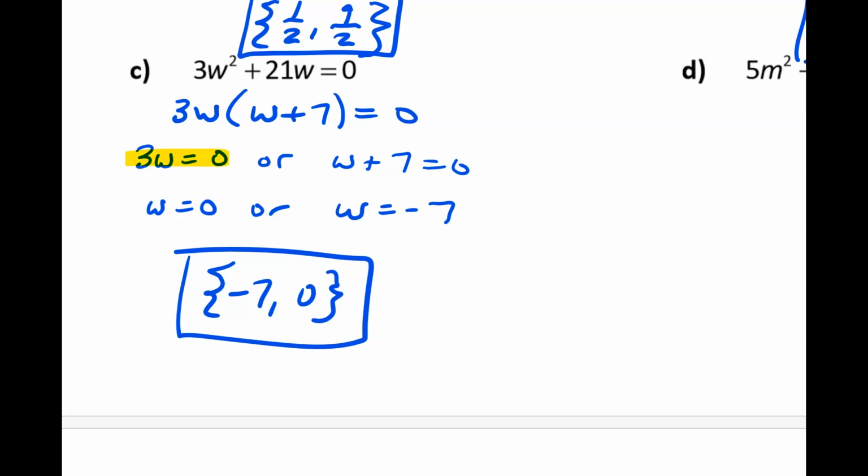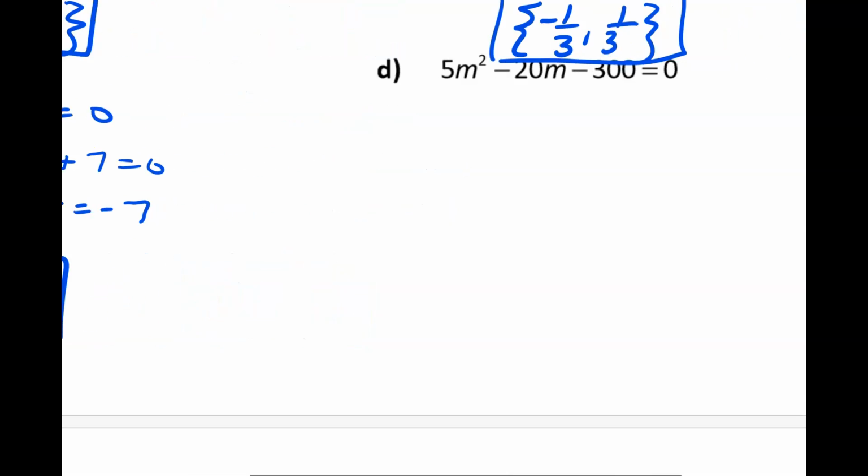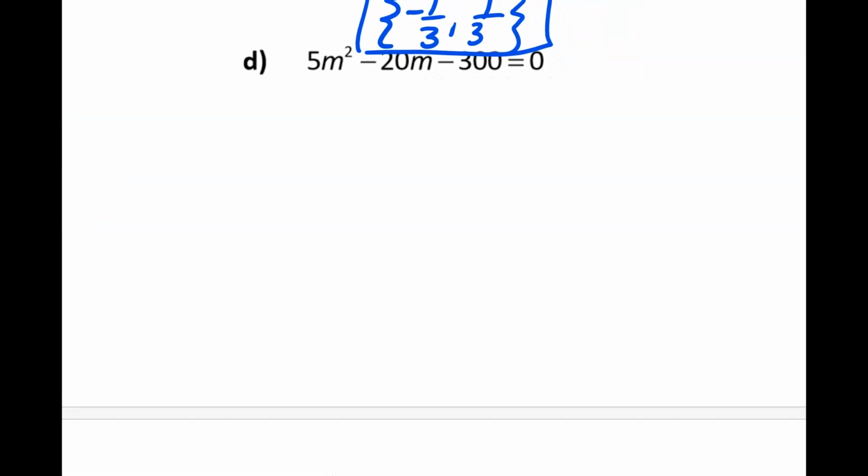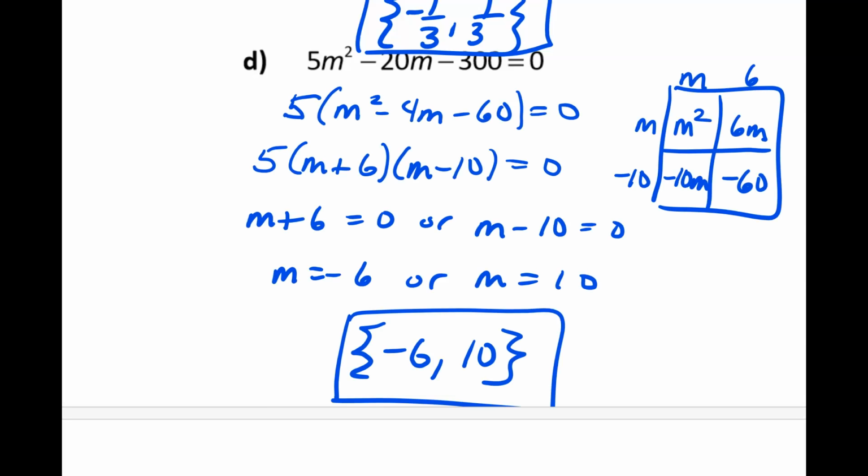Be real careful with this equation right here. That means 3 times w is equal to 0, or 3 times what equals 0, and the answer is 0. We're going to solve that one by dividing by 3. All right, one last one for you to try, and that is D. 5m squared minus 20m minus 300 equals 0. This last one gives us a solution set of negative 6 and 10.